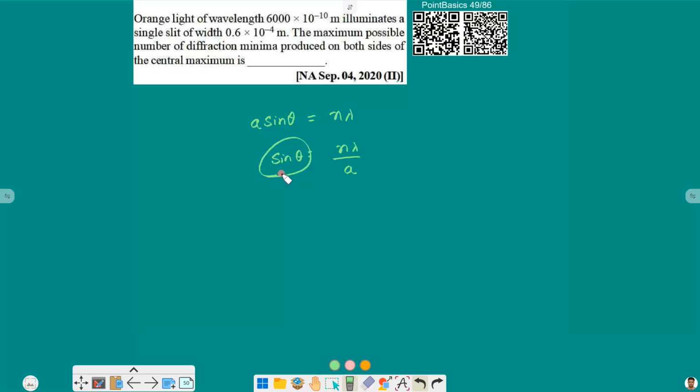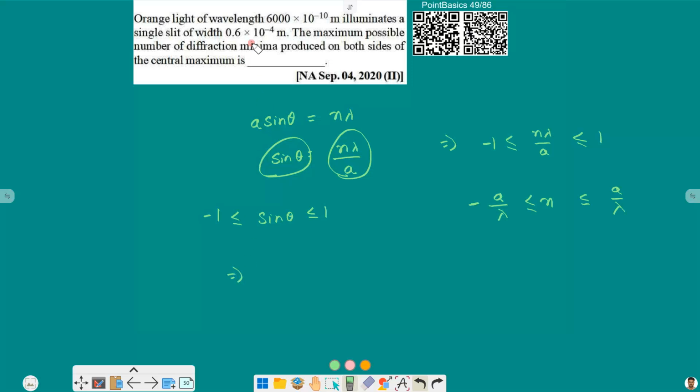Now, sine theta has a limit: it has to stay between -1 and +1. So this term, which is equal to sine theta, will follow the same limit. So -1 will be less than or equal to n lambda by A, which will be less than or equal to 1. And from this we can say that n lies between minus A by lambda to plus A by lambda.